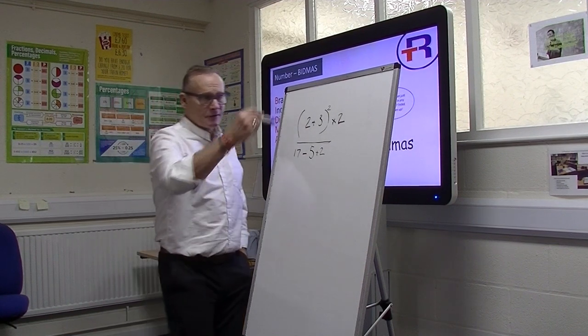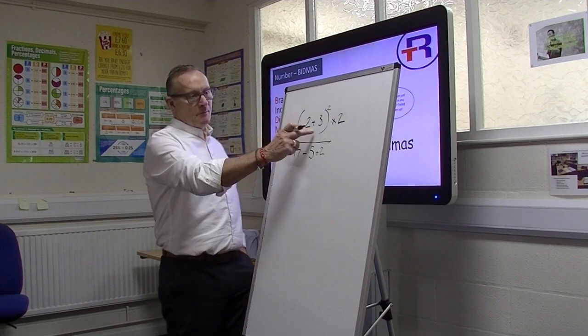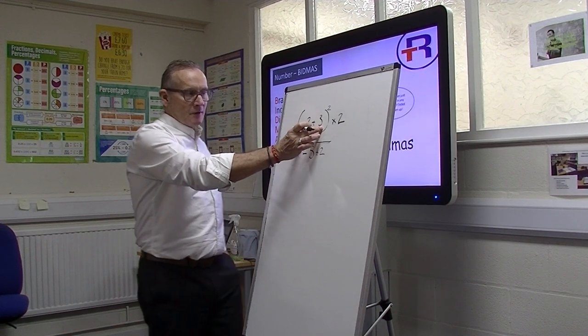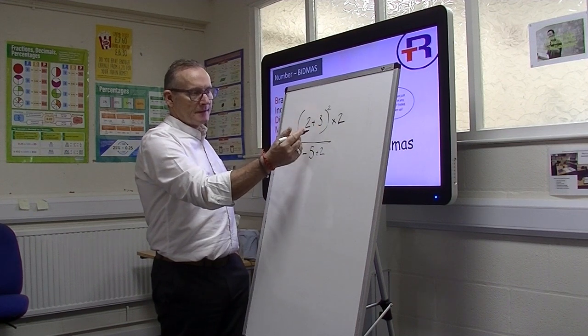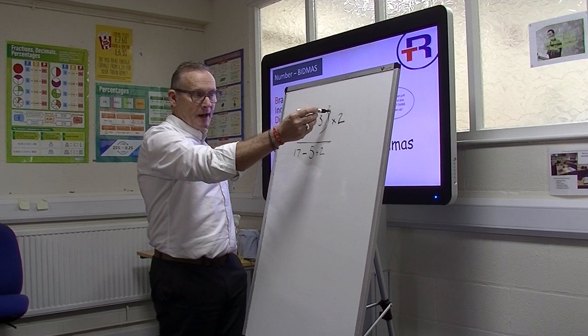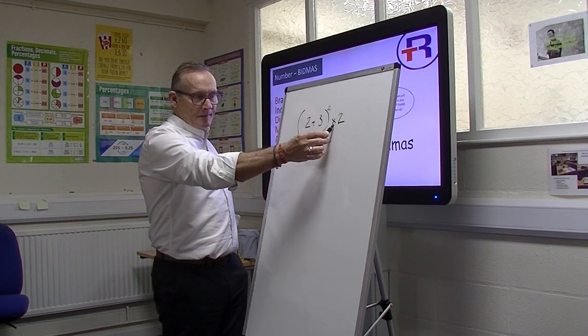So to solve that, we would apply the BIDMAS rule. The BIDMAS rule would be that we go into the bracket first. 3 plus 2 is 5. Once we'd got the answer to that, we would then multiply it by itself, because the indices come next. 5 times 5 is 25. Then we would times that by 2.